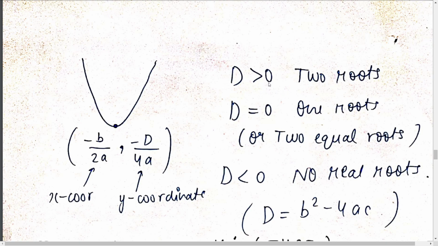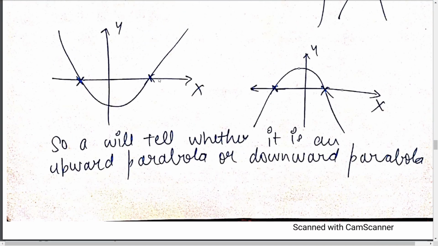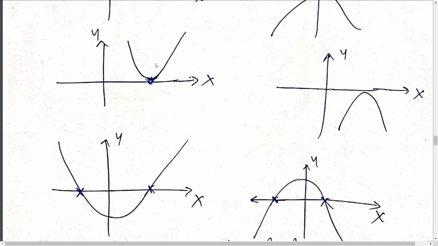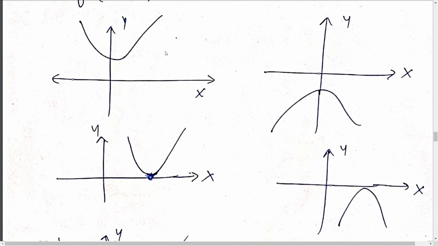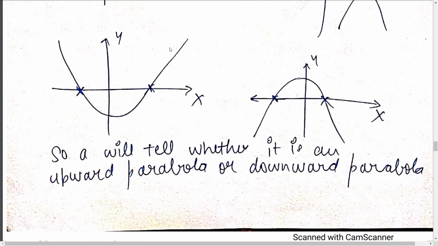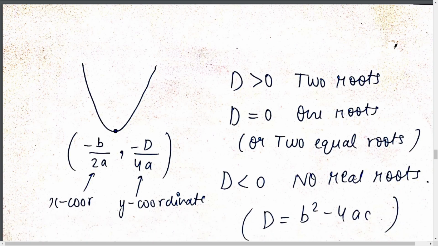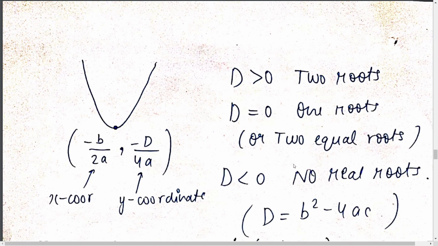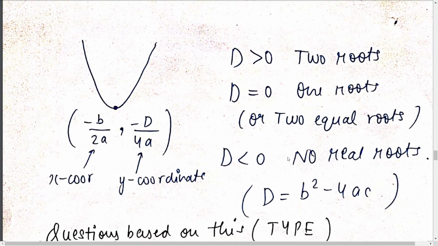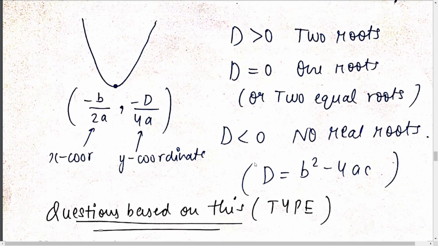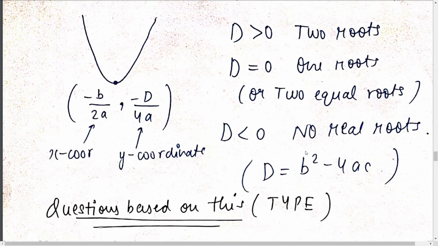D is greater than 0 if two roots are possible for the polynomial, right? In this case, d will be greater than 0. Here d will be equal to 0, equal roots, and d will be less than 0, no real roots, right? So d greater than 0, two roots; d equal to 0, one root or two equal roots; d less than 0, no real roots. But in class 11, you'll get to know that complex roots exist. So this all goes like, you understand what I mean. So the value of d is b square minus 4ac.